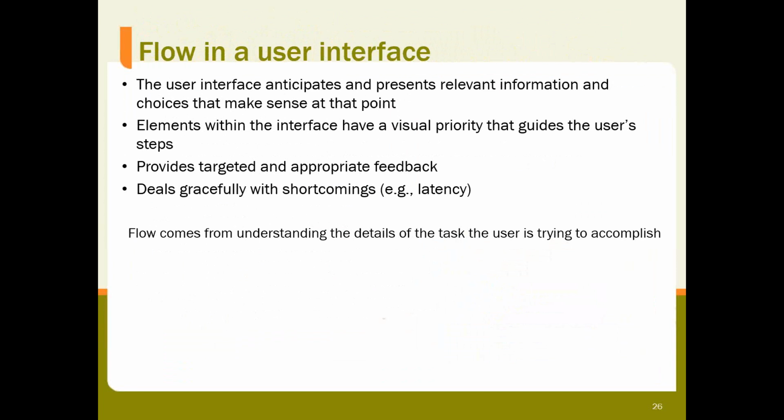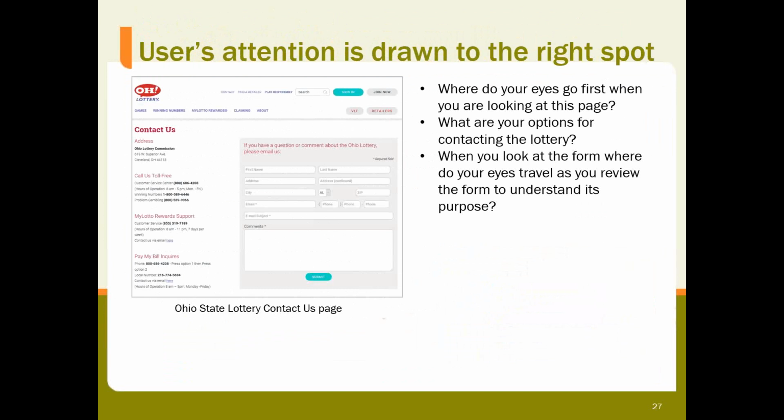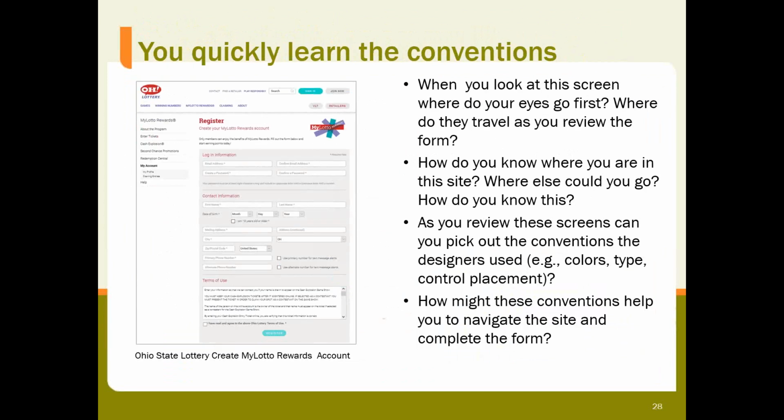Now, there's also this sense of flow, and flow goes along with forms that are well designed, where the designers actually did their homework. Let me show you some examples here. This is from the Ohio State Lottery. Some people may not like the color choices, but as you look at this form, where do your eyes go? Do you know what this form is about? Would you know how to complete the form? Is there anything on this form that's confusing to you, if you wanted to contact the lottery? Why does it work?